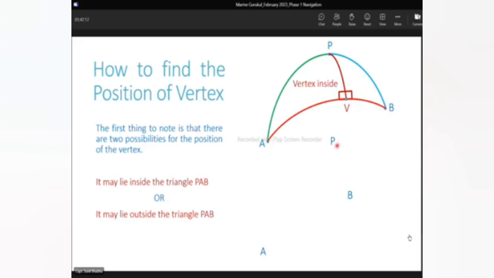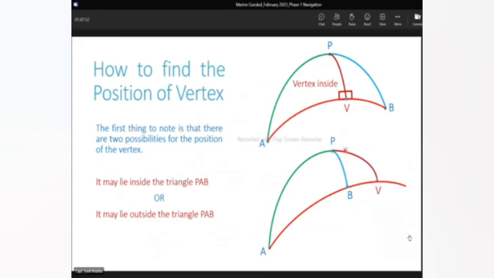Let's assume this is the pole. A is my initial position, B is my final position. Let's make the PAB triangle. You can see the PAB triangle coming up on the screen. Now in this particular case, the highest latitude where the great circle track reaches, or the position of the vertex, is outside the triangle PAB. You can see the vertex coming up as V in the diagram. This is where the vertex lies in this particular situation.